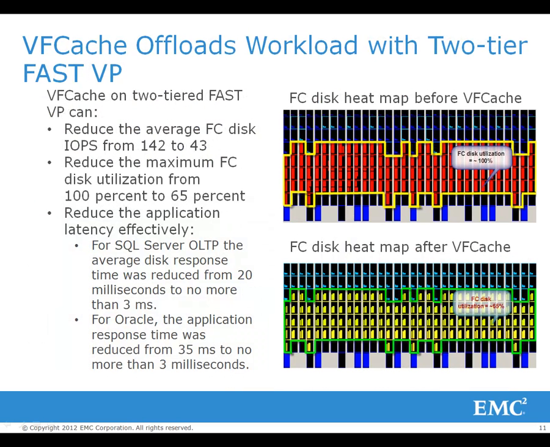In the 2-tiered storage configuration, before enabling VFCache, disk utilization almost reached 100%. The storage as configured reached maximum IOPS around 10,000. The application response time also suffered. SQL Server OLTP had average disk response time of more than 20 milliseconds. Oracle had response time of more than 35 milliseconds.